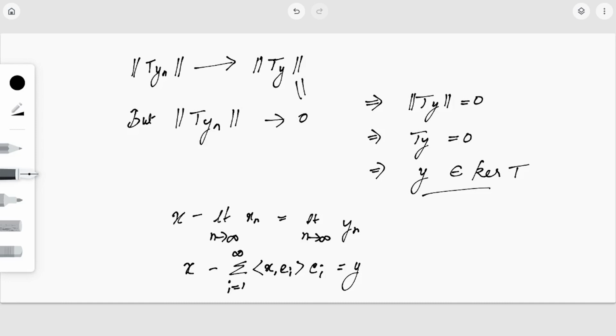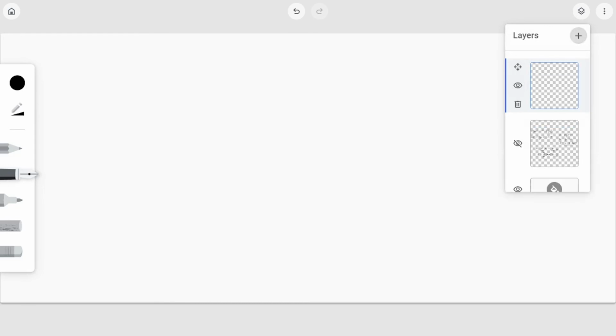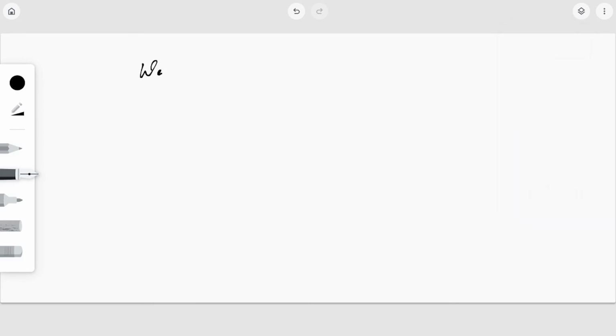So this is about our first part, how we can express an element of the Hilbert space as the sum of an element in the kernel of that operator and the summation. Now we have to show what is the value of T of x, right? This is the second point that we are proving. We have just now seen that x is nothing but y plus the summation i equal to 1 to infinity inner product x ei ei.